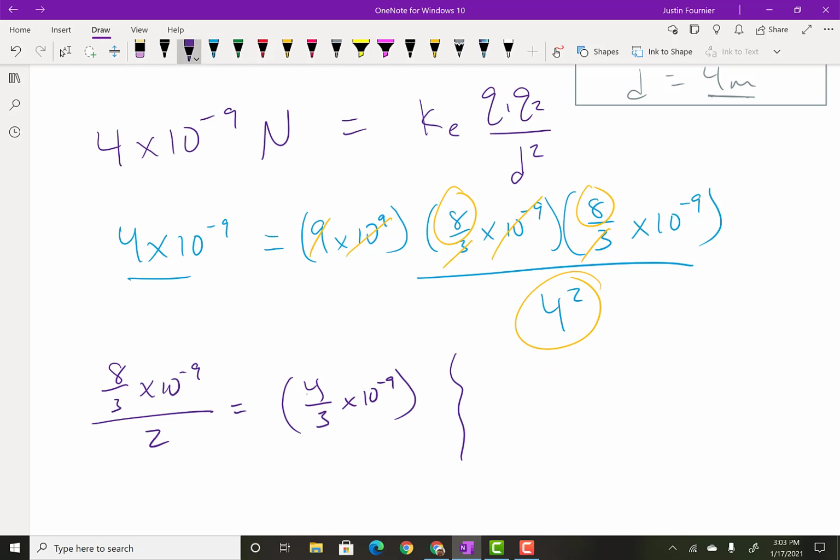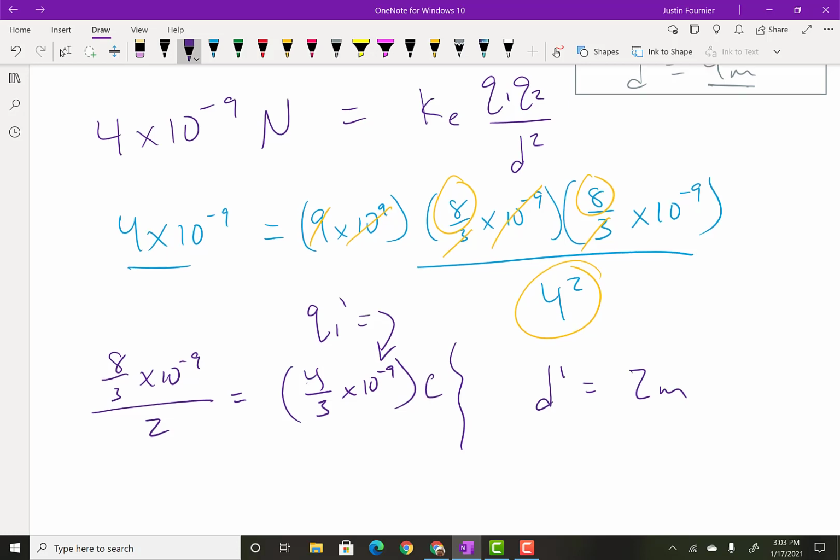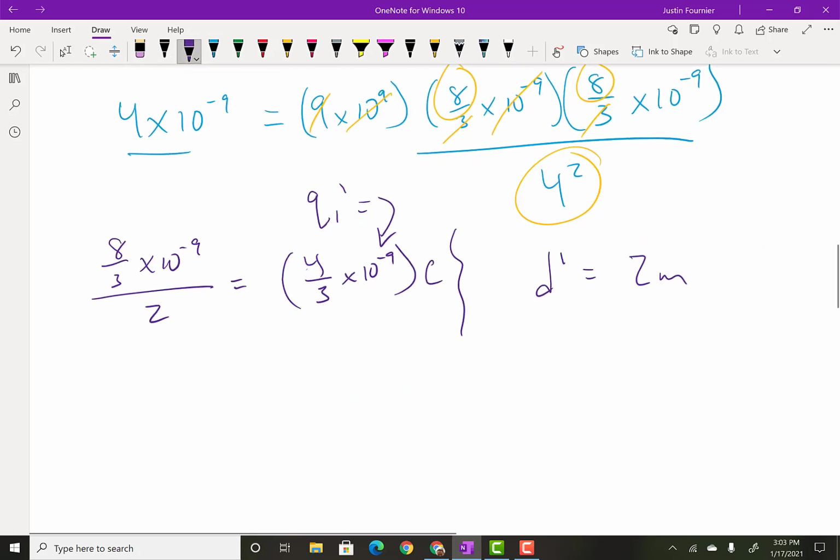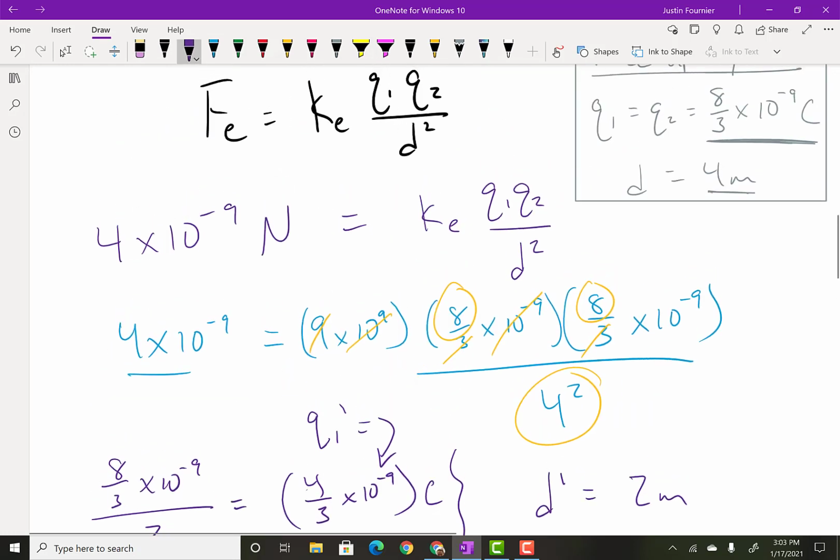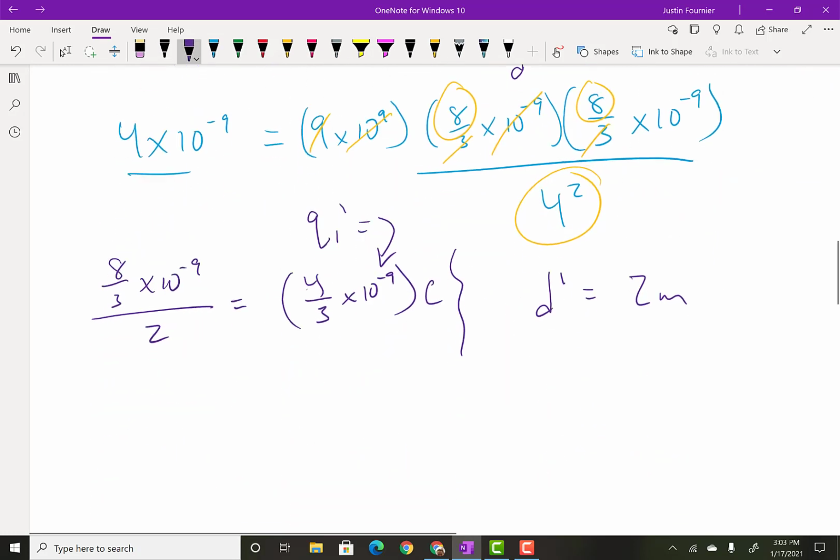So basically this new charge, I'll call this Q1 prime. This is going to be my new charge. My new charge is this, that's reduced by a factor of 2. And then this I'll call D prime. This new distance is going to be 2 meters. So this is in coulombs. And now let's replace all this and see what new number we get. So I'm going to put all this into Coulomb's law here and see what I get.